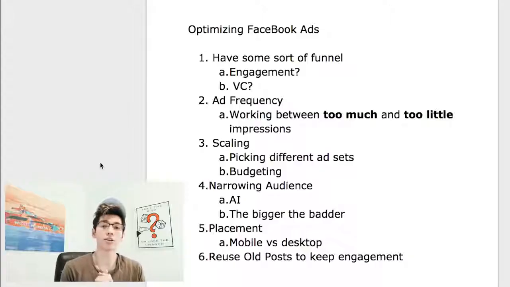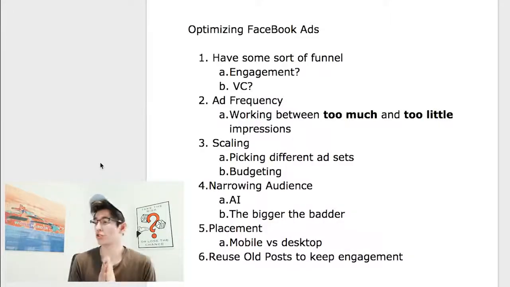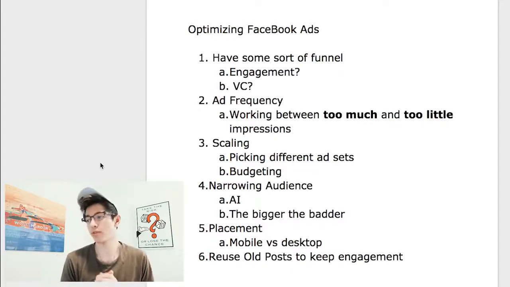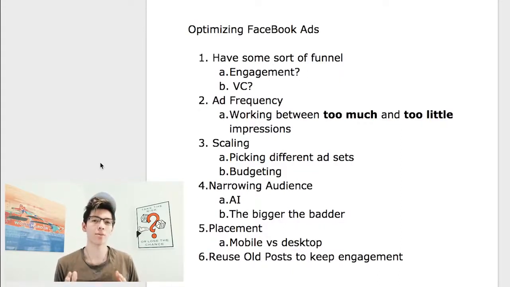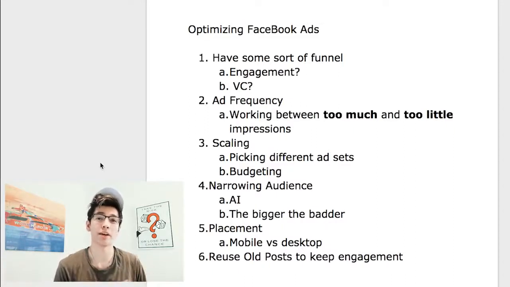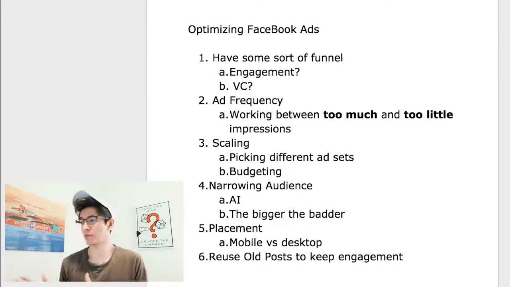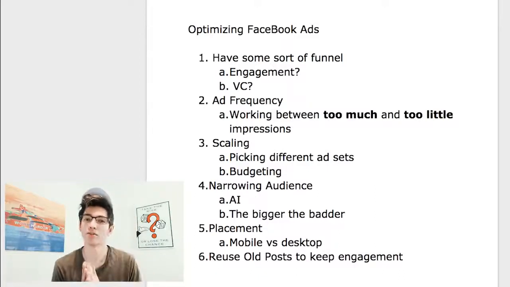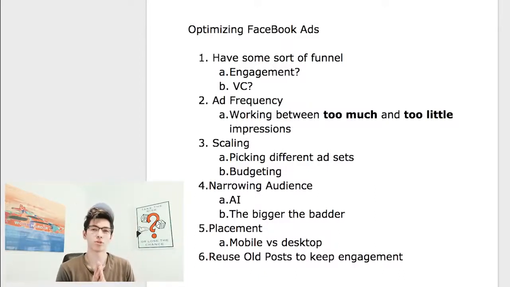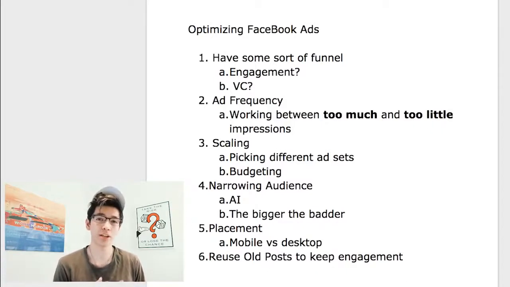Number 1, I'm gonna share my screen here because I took notes for you. Tip number 1 is having some sort of funnel, which basically means making sure your ads are being used effectively. For a quick breakdown, I wrote here the engagement funnel and VC, which is the view content funnel. These are 2 popular ones you can use to help build out and mature pixel data.